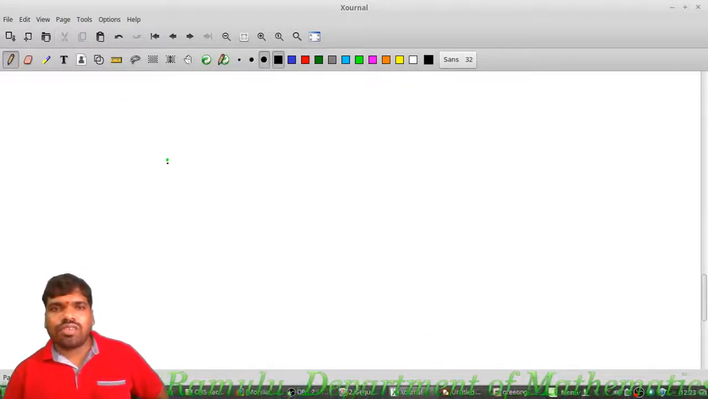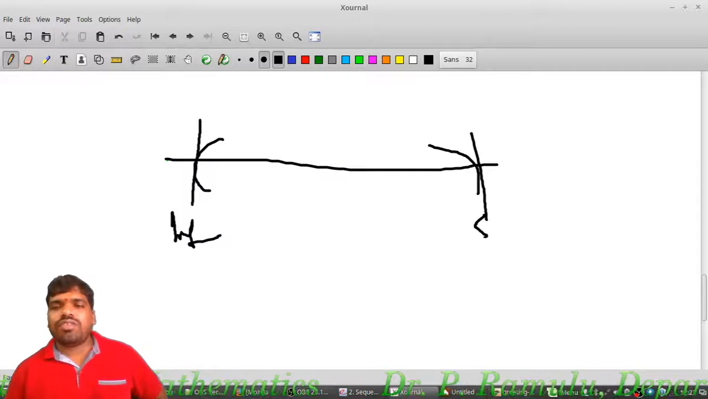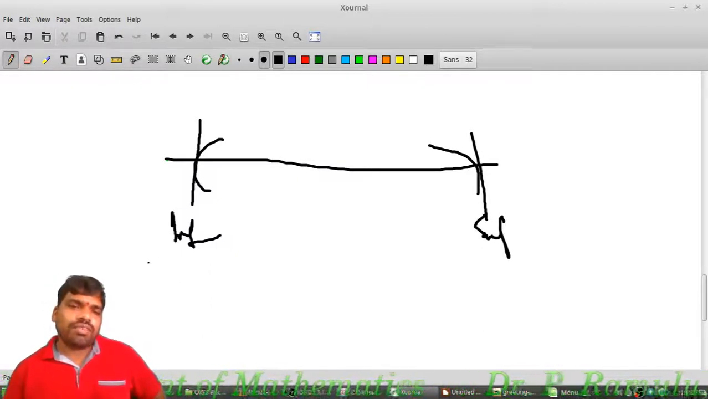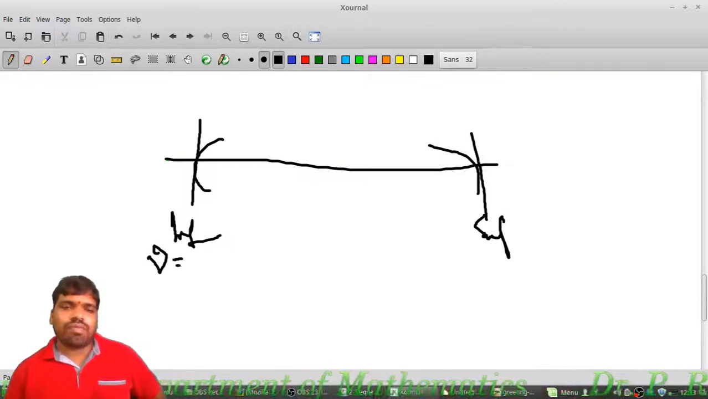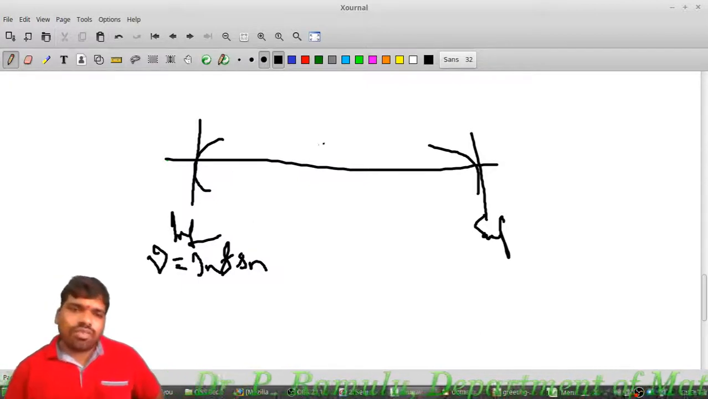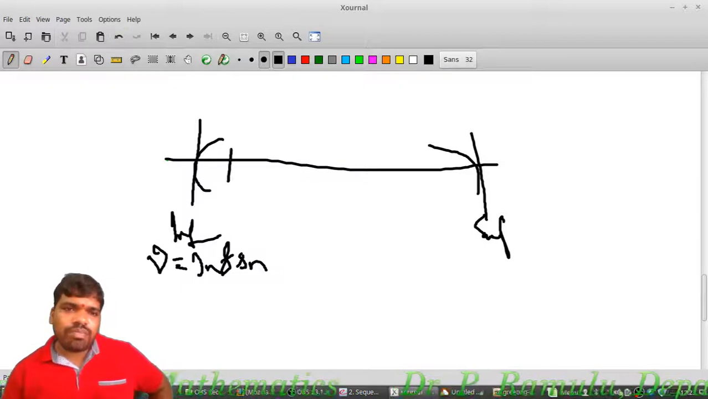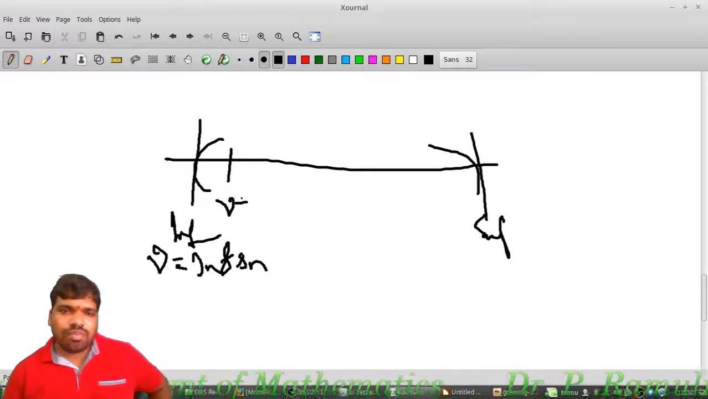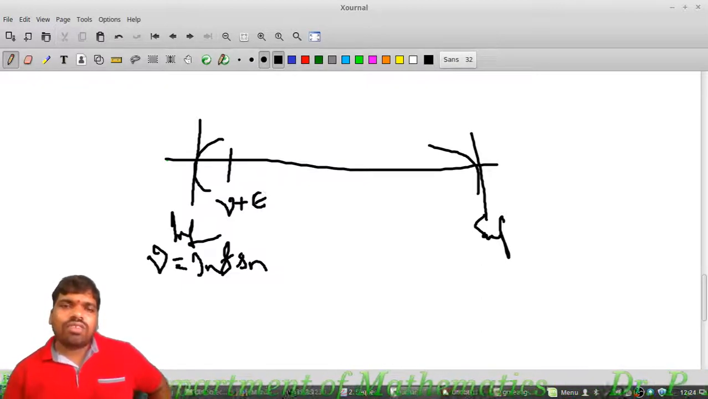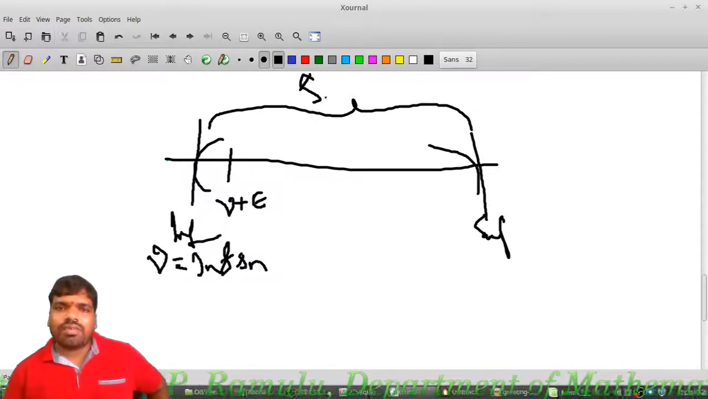So this is my sequence. The terms of the sequence are these. This is the infimum, this is the supremum. This is a decreasing sequence, that's why it has an infimum, and taking the infimum, v is equal to this infimum. If I add epsilon greater than 0 to v, that means this is v plus epsilon. This is not a lower bound of the sequence. Because the sequence is bounded, the terms of the sequence lie between here.